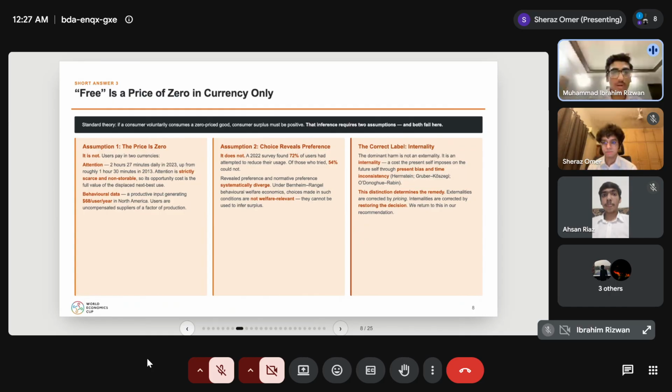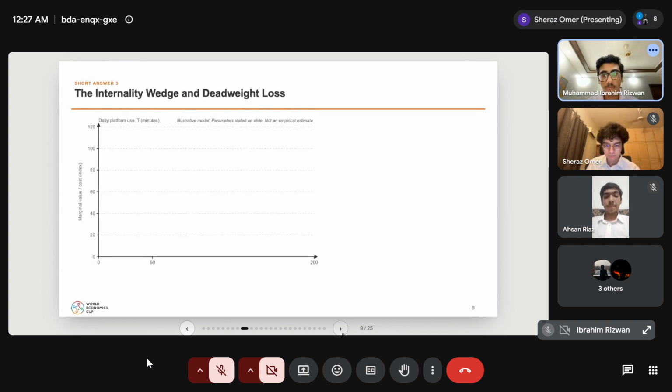The third short answer question asks whether users as a group benefit from or are harmed by supplying data and time at a price of zero. Standard theory says voluntary consumption of zero-priced goods implies positive consumer surplus, but the inference requires two assumptions, and neither holds here. First, the price is not actually zero. Users pay in attention, up from roughly 90 minutes in 2013 to nearly 2.5 hours in 2023. And in behavioral data, worth approximately $68 per user in North America, for which they receive no compensation. Next slide.